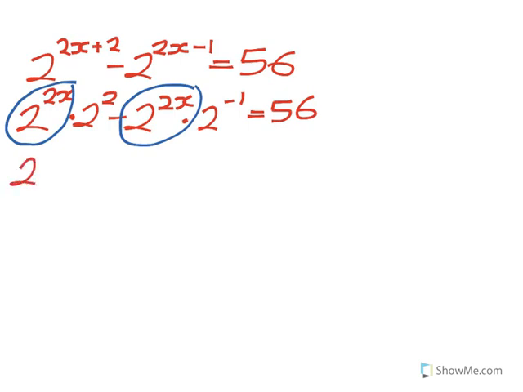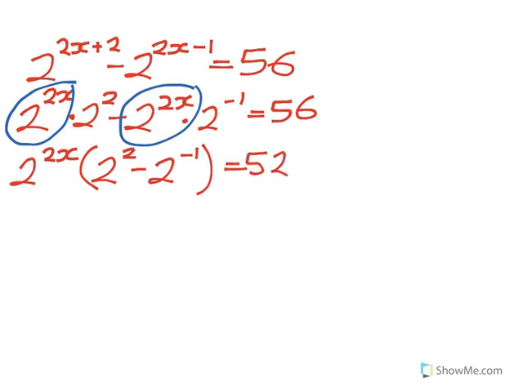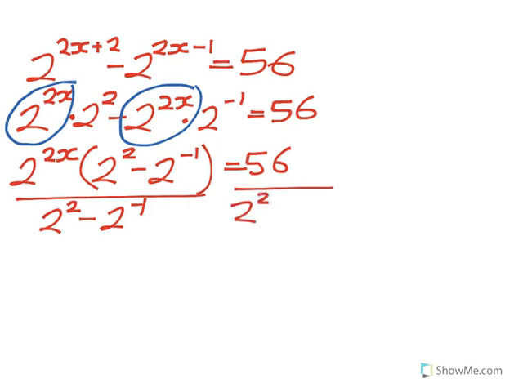So if you take it out, 2 to the power 2x, what you have inside is 2 squared minus 2 to the power negative 1 is equal to 56, not 52, 56. When you have done that, the next thing that you need to do is to divide both sides by 2 to the power 2 minus 2 to the power negative 1.